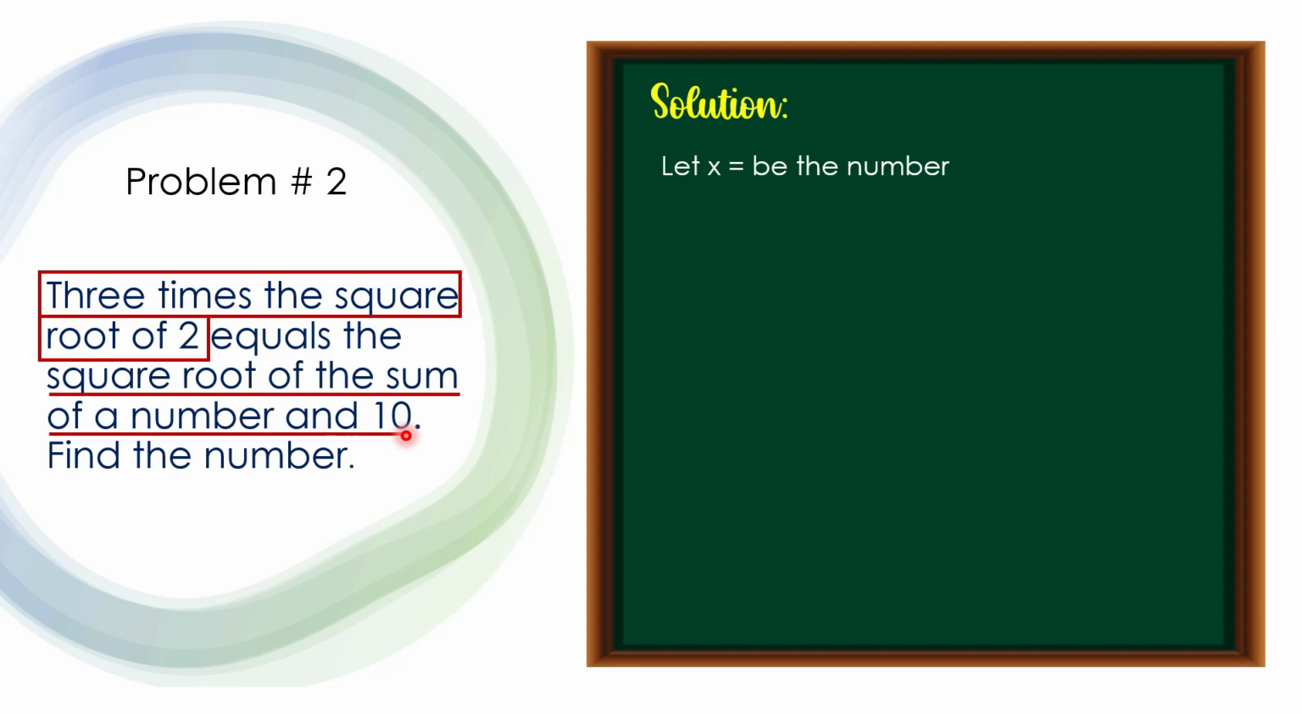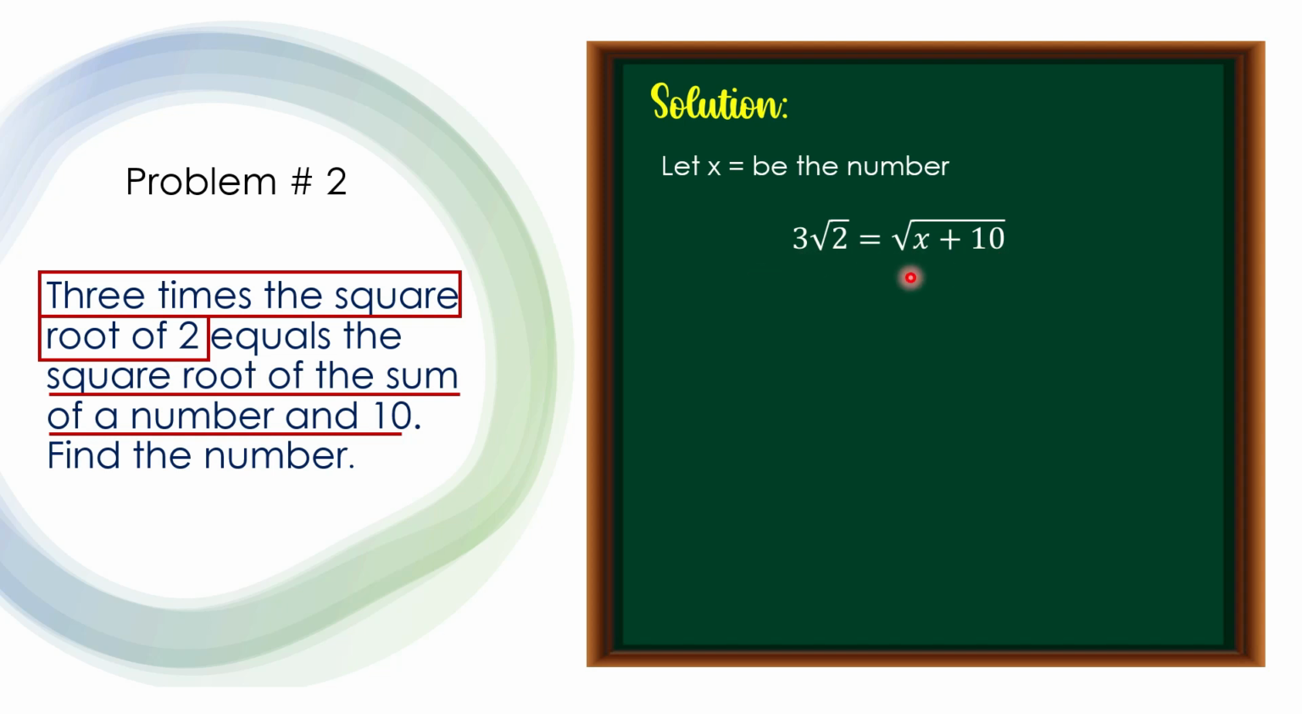Therefore, from here, since it uses the words square root, then the index of our radical should be equal to 2 as well. Therefore, our equation will be 3 square root of 2, as said in our first statement, and the square root of the sum of a number and 10. Therefore, we have the square root of x plus 10. So this will be our equation.